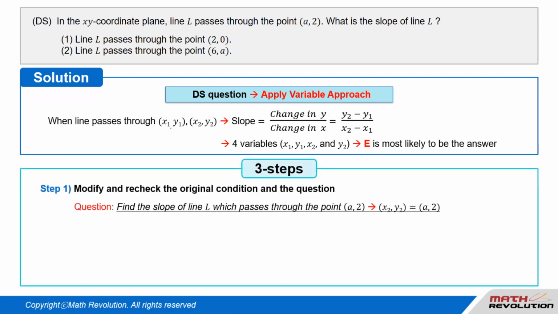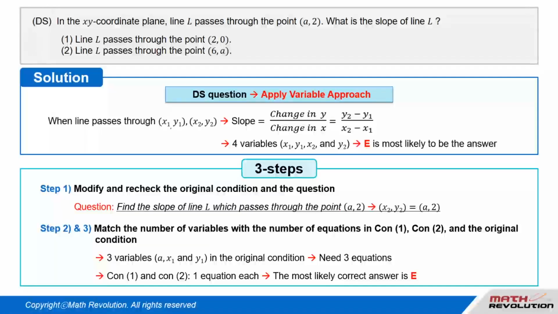Follow the first step of the variable approach by modifying and rechecking the original condition and the question. We have to find the slope of line L which passes through the point (a, 2). Let (x2, y2) be (a, 2). Follow the second and third steps.